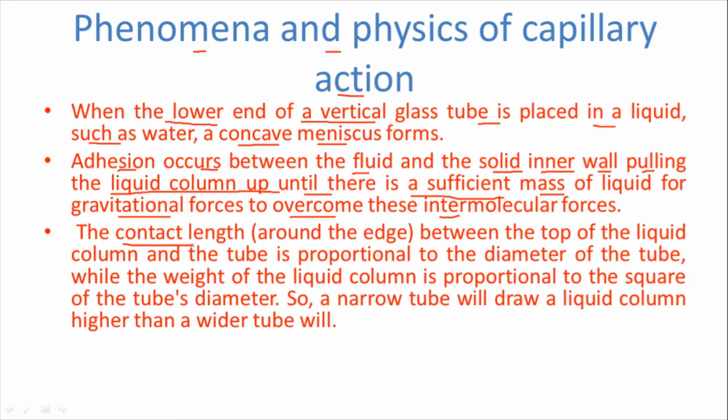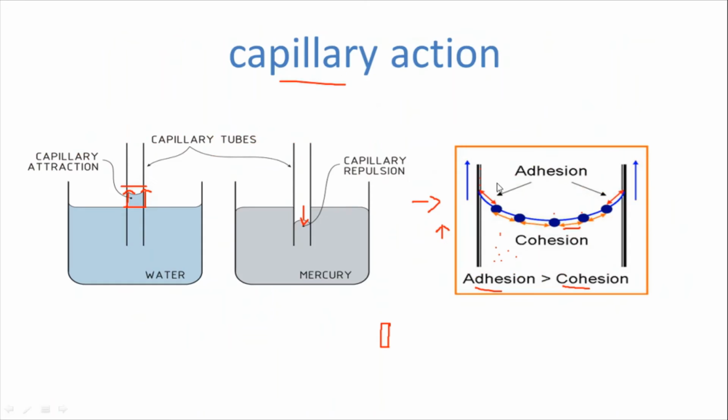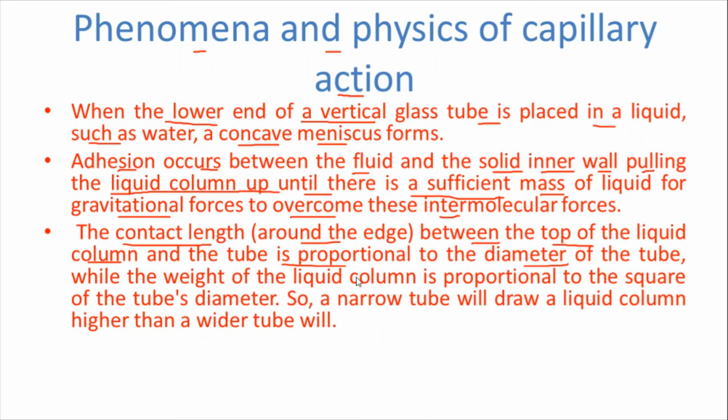So the contact length around the edge between the top of the liquid column and the tube is proportional to the diameter of the tube. Here, this is the diameter of the molecule to attach to the glass surface. This is indicated here. Okay, so around the edge between the top of the liquid and the column of the tube, this is proportional to the diameter of the tube.